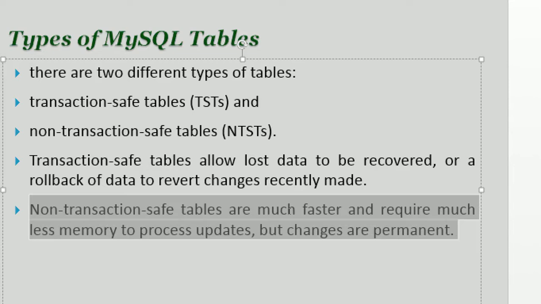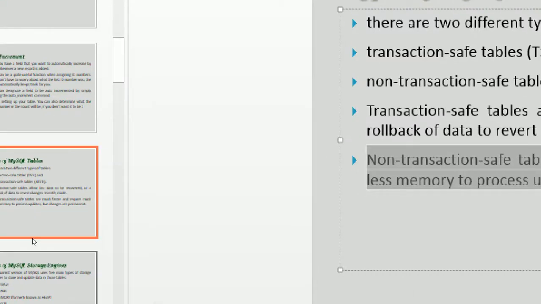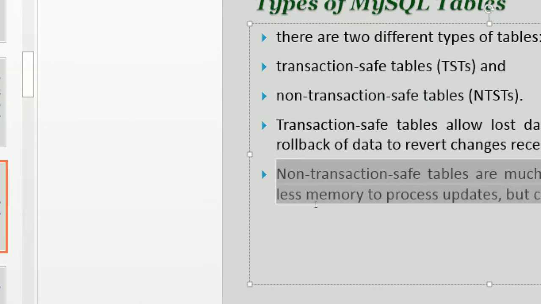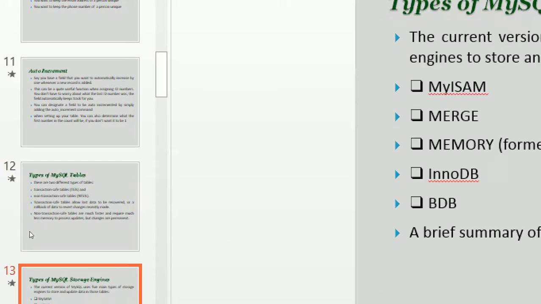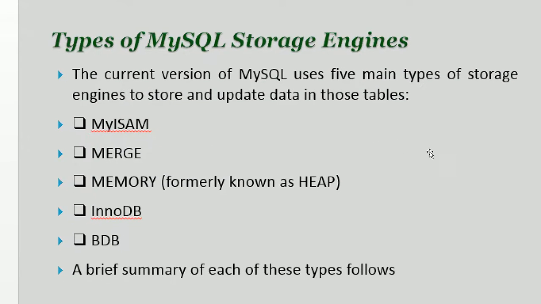They are temporary. What is the benefit? Their speed is very high, they are fast. Clear? But the changes are permanent. Clear? So look here. I will show you how to create these types of tables, and I will show you different storage engines. Clear? So look here.